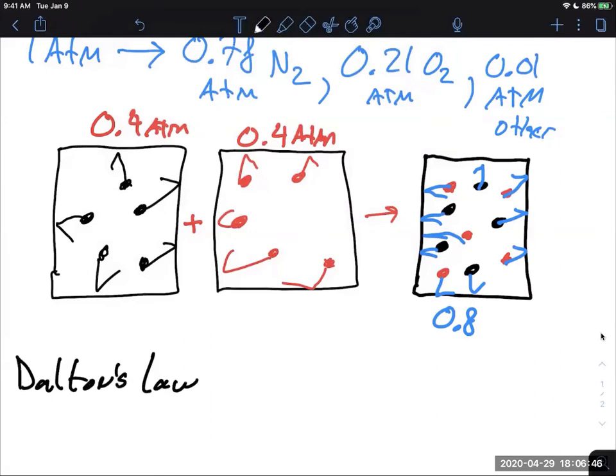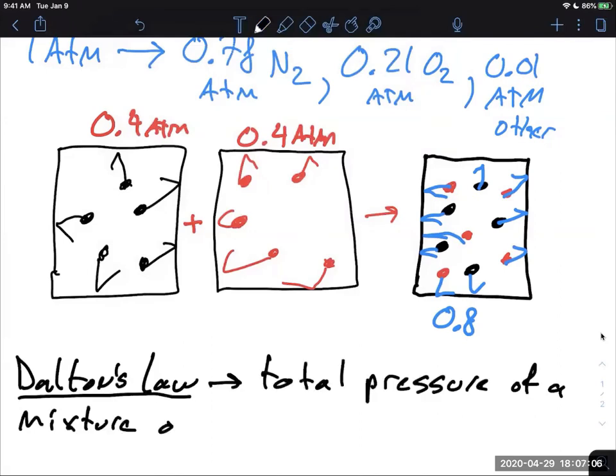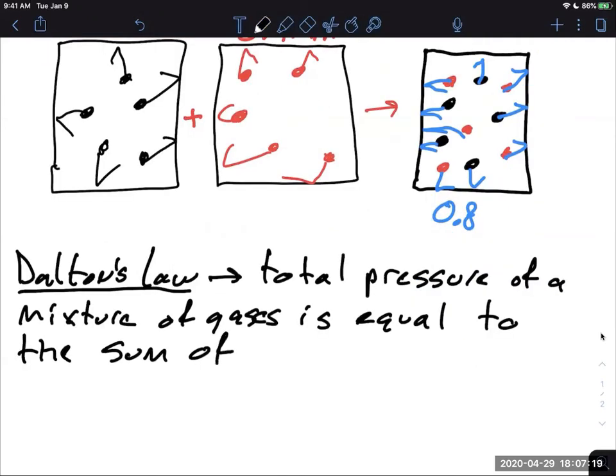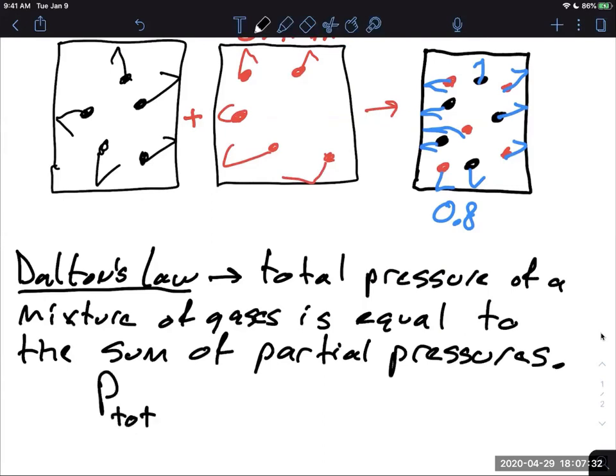Dalton's law says that the total pressure of a mixture of gases is equal to the sum of their partial pressures. This can be written mathematically as P total, which is the container or whatever pressure we're considering, is equal to the Greek capital sigma, for sum, of P partial.